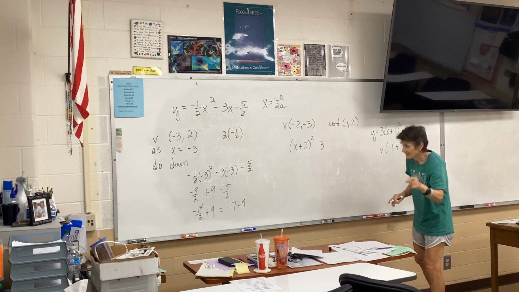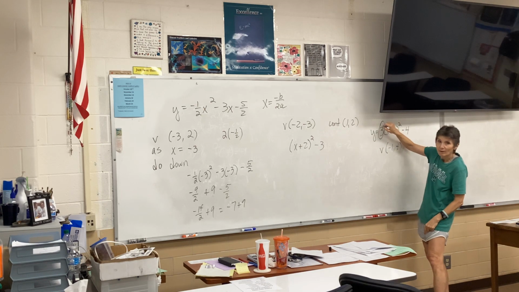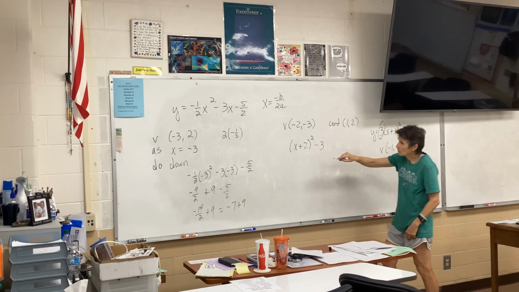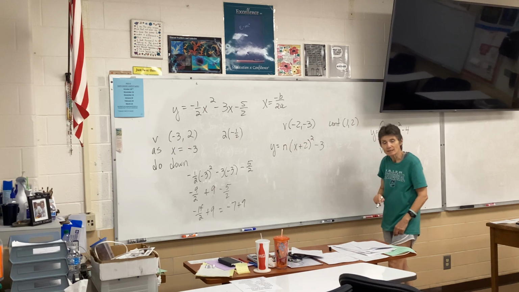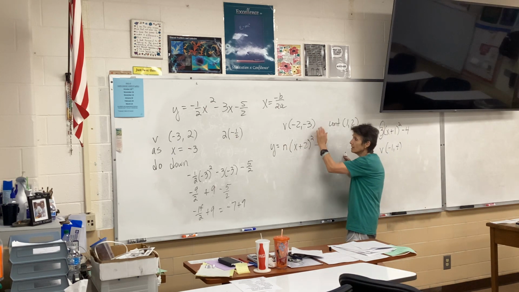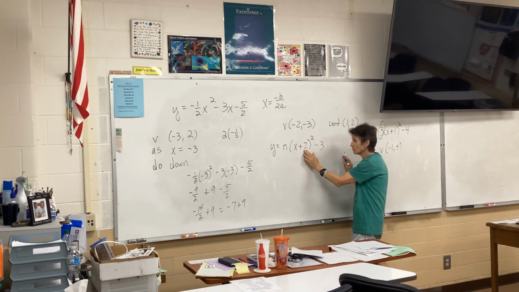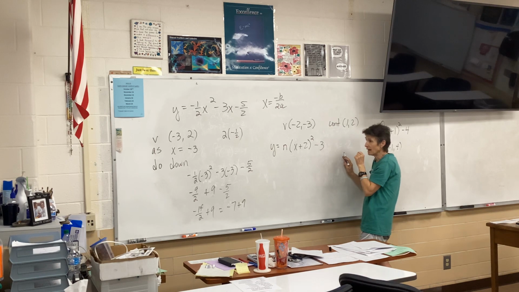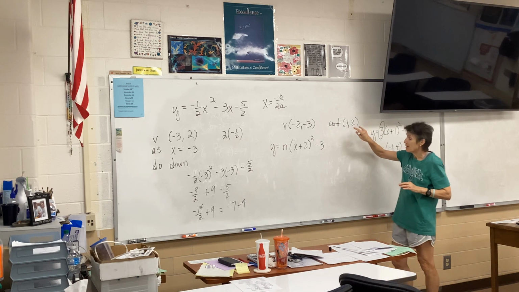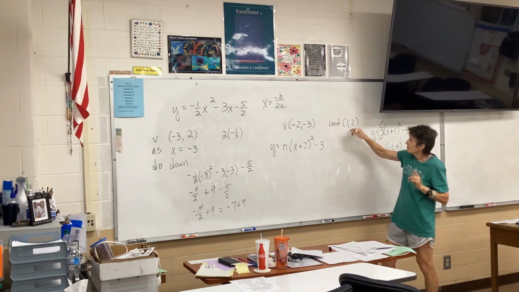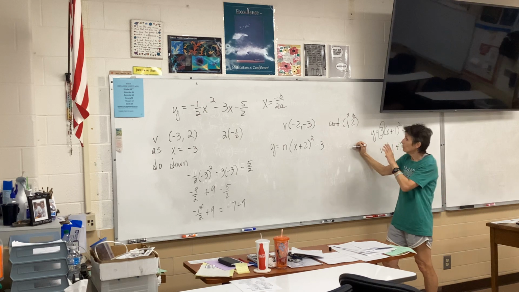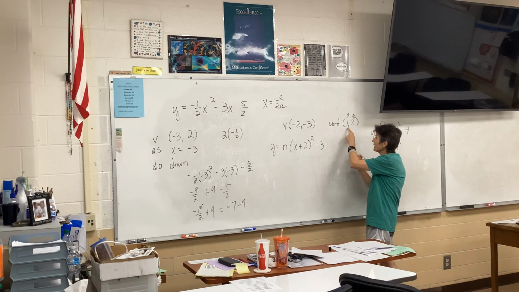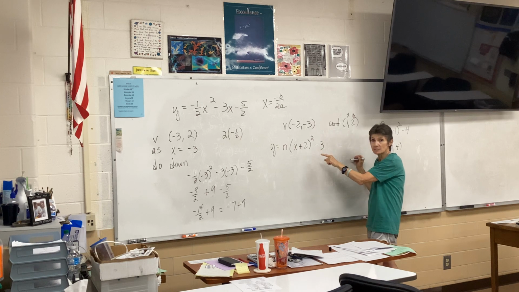What I'm missing is this random number out here in front. I'm going to call that number n, and now I'm going to figure out what that number is. So to start with, I just use my vertex, because my vertex fills in these blanks. Now, I need to find that number out in front, and that's what I'm going to use this point for. Because x is 1 and y is 2.